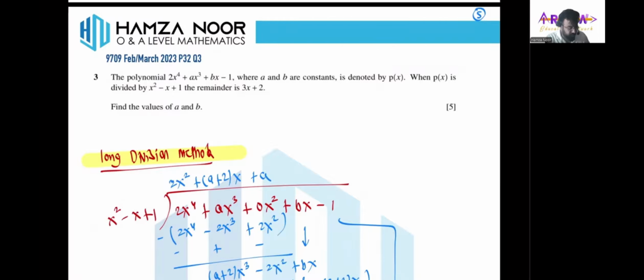So first of all, you will ask yourself, x square, by what term you multiply x square so that you get 2 multiplied by x raised to the power of 4. So when x square is multiplied by 2x square, this will give you 2 multiplied by x raised to the power of 4.